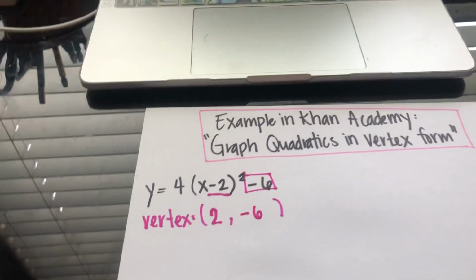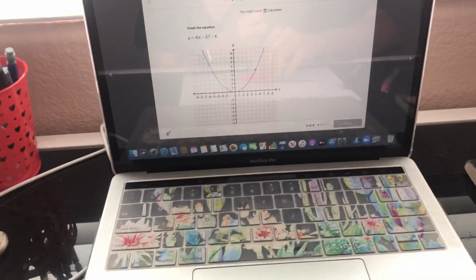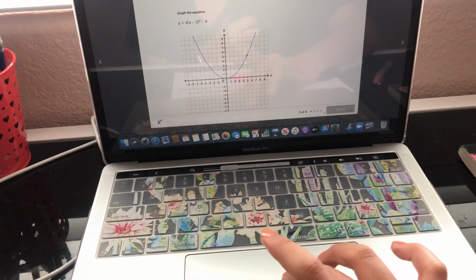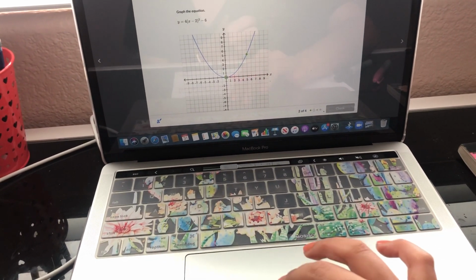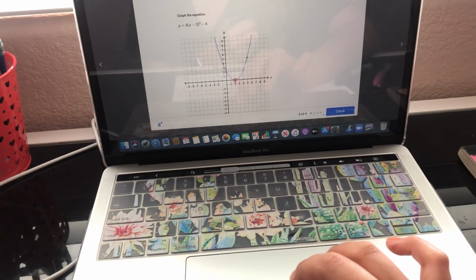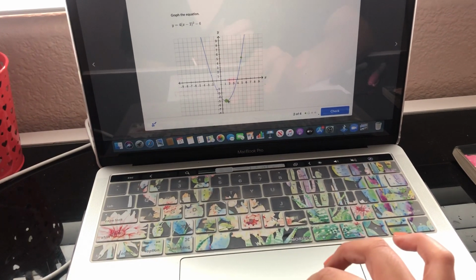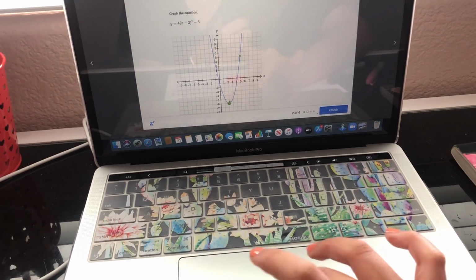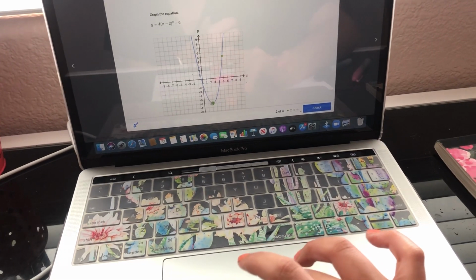So in Khan Academy, I can go ahead and move my vertex to +2, -6. Ooh, there it is. +2, -6.